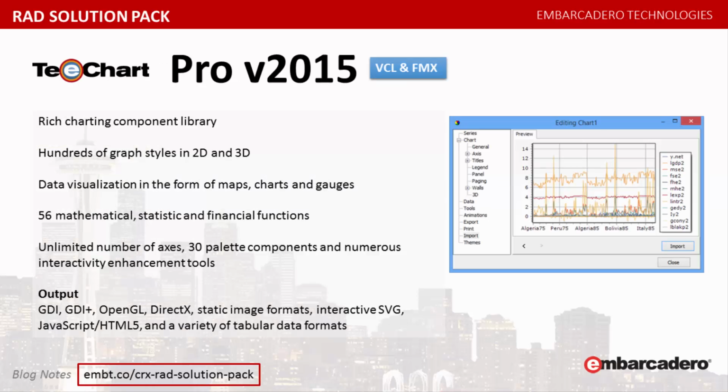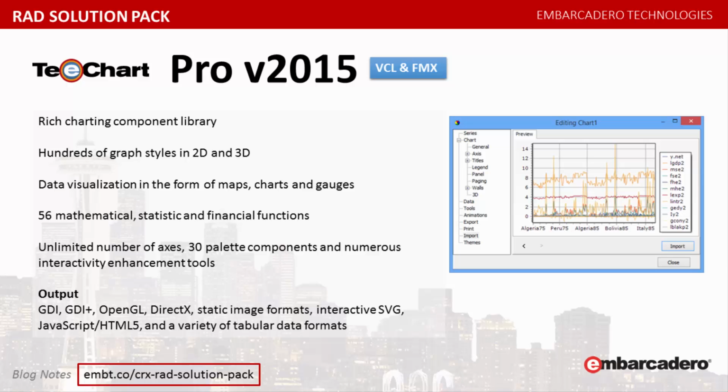TeeChart Pro version 2015 for VCL and FMX is a rich charting component library offering hundreds of graph styles in 2D and 3D for data visualization in the form of maps, charts, and gauges. It includes 56 mathematical, statistic, and financial functions for you to choose from, together with an unlimited number of axes, 30 palette components, and numerous interactivity enhancement tools. It renders in GDI, GDI+, OpenGL, and DirectX, and it includes 100% of its own source code.